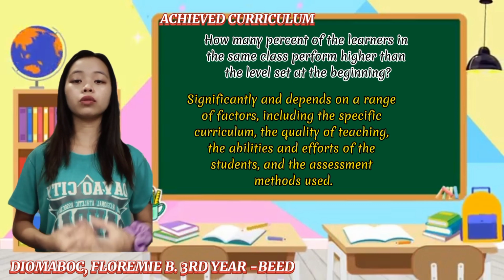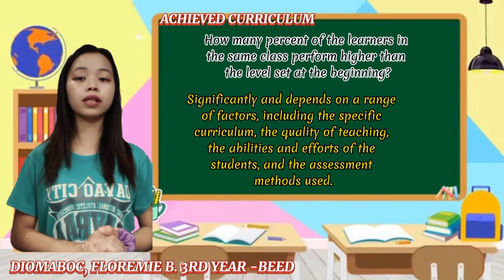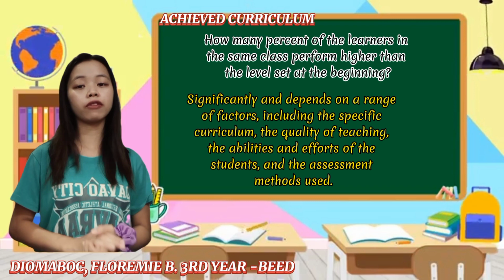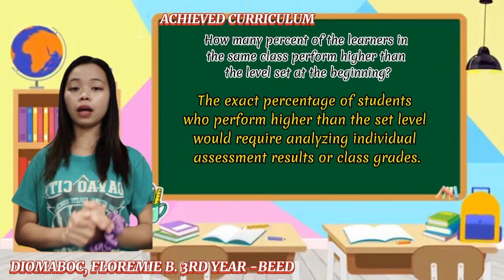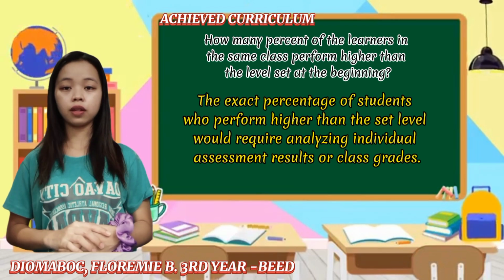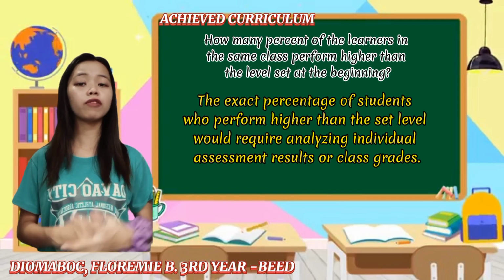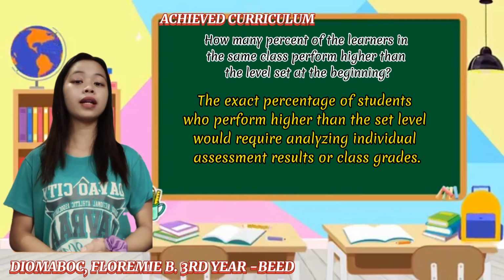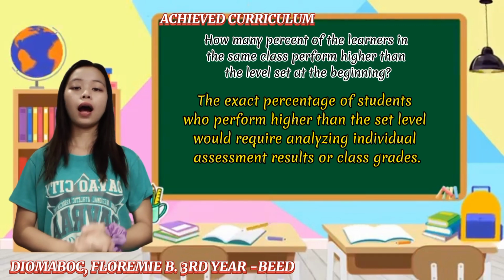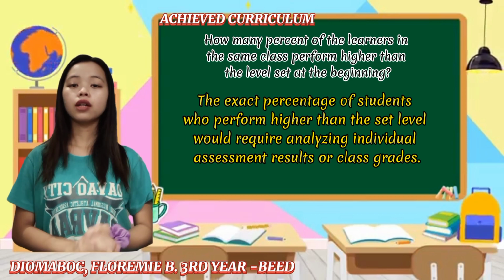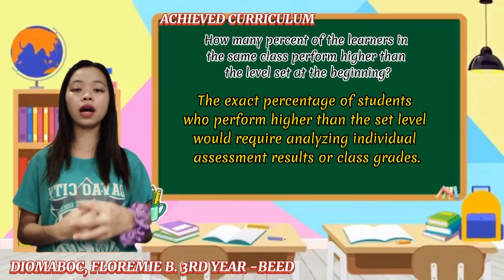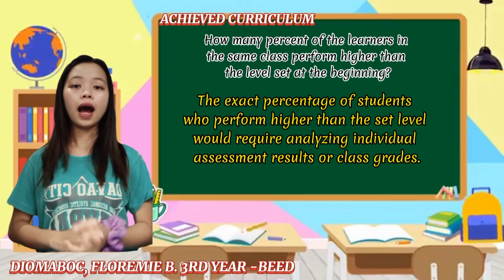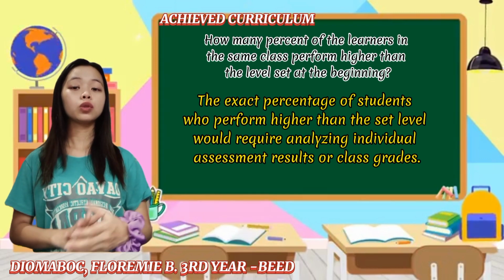So it's common to see a distribution of performance levels in a class, with some students performing below, some meeting, and some exceeding the initial expectations. The exact percentage of students who perform higher than the set level would require analyzing individual assessment results or class grades. So there's no fixed or standardized percentage for this, as it can differ from one class to another.